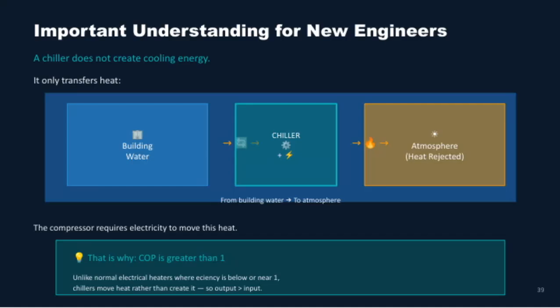Let's clear up a common misconception about chillers. Unlike regular electrical heaters, which can't be more than 100% efficient, chillers actually move heat instead of creating it. That's why their coefficient of performance, or COP, is greater than 1. The compressor uses electricity to transfer heat from the building's water to the atmosphere. It's important to remember, a chiller doesn't create cooling energy, it just moves it. This is a key concept for new engineers to grasp.